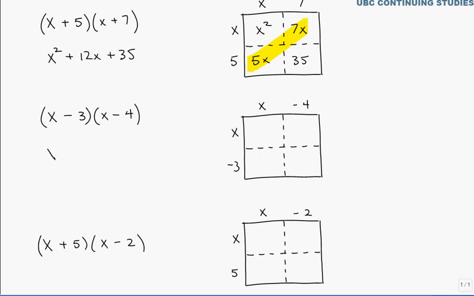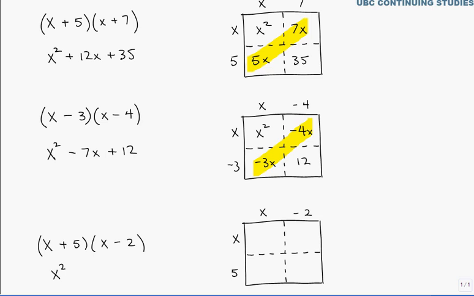Let's try it with some negatives. X squared is the first term. The sum of negative 3 and negative 4 is negative 7x. And the product, since it's a negative times a negative, is positive, so positive 12. So again, let's look at the area model. We have an x squared here, minus 4x, minus 3x, and positive 12. So these two terms along the main diagonal combine to give me negative 7x. So it works quite nicely.